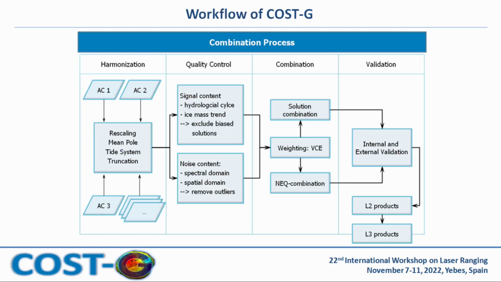I will not go into details on the product, on the workflow, but just a few words. We do a harmonization of the gravity fields before combination. We do a quality control. Then we do a combination. We have 2 schemes, either on solution level or on normal equation level. We derive weights with variance component estimation. And finally, we have a validation, internal and external, of the combined products. So we provide quality-controlled combined gravity fields.